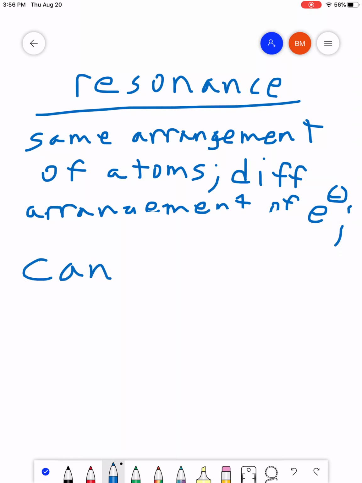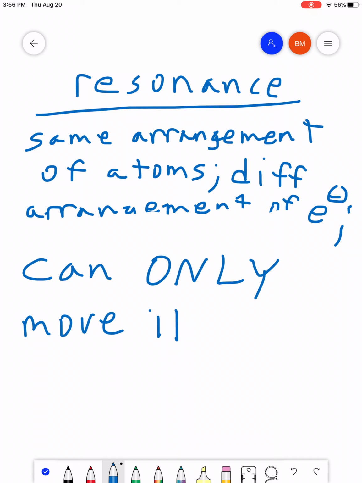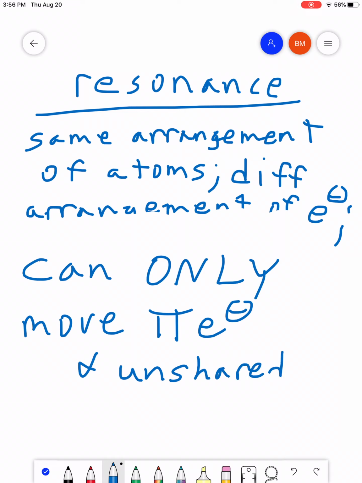You can only move pi electrons and unshared electron pairs. You cannot move sigmas. So not only are they going to have the same arrangement of atoms, they're going to have the same arrangement of sigma bonds as well. But we can move around pi electrons and unshared pairs.